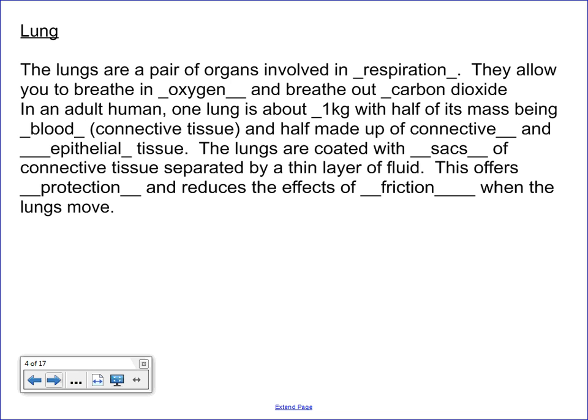As you breathe in, your lungs will expand and tend to want to rub against the walls of your chest cavity. That rubbing of your lungs against that wall is what creates that friction. And so this thin layer of fluid helps reduce that friction between the two.